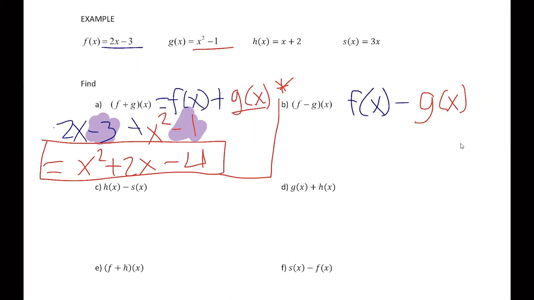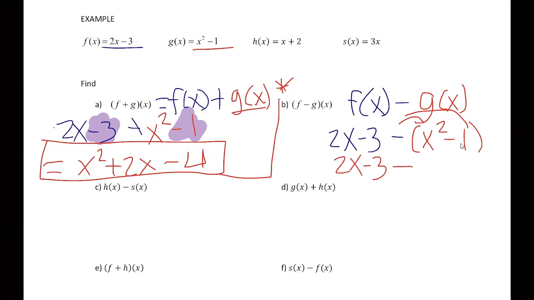So f of x is 2x minus 3. And then minus, here's where you got to be careful. When you subtract, you can put it in parentheses if you want, but basically when you subtract, you got to distribute this minus sign. So this wouldn't be 2x minus, this would be 2x minus 3 minus x squared, and then minus a minus would turn into a plus 1.